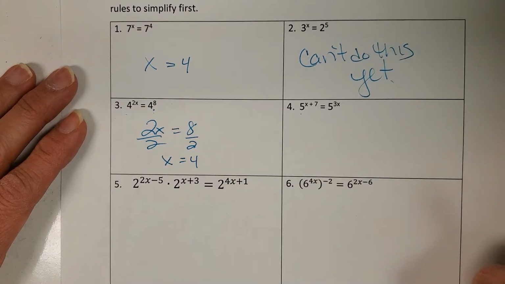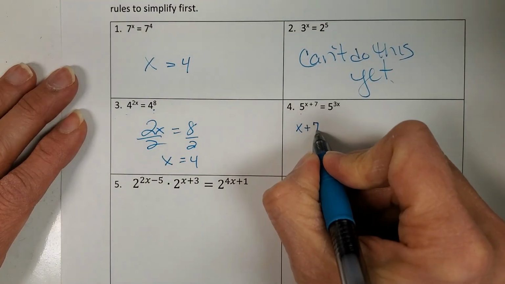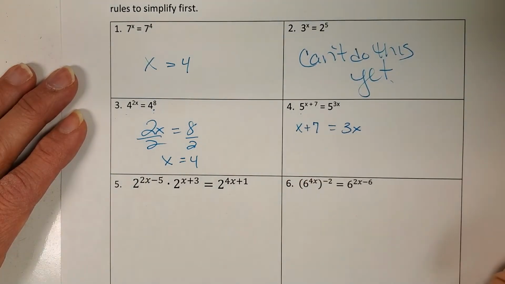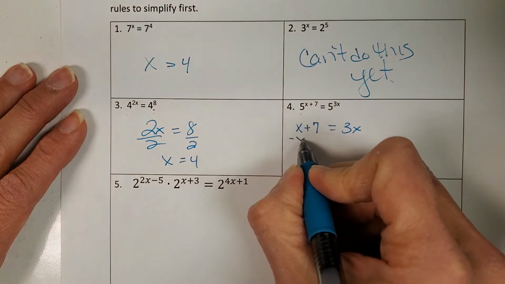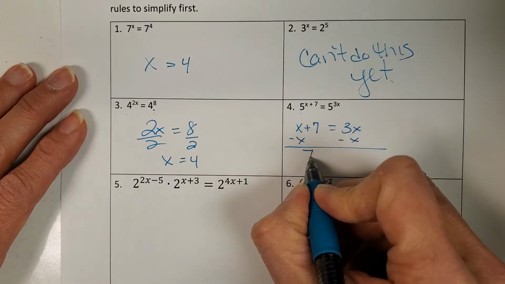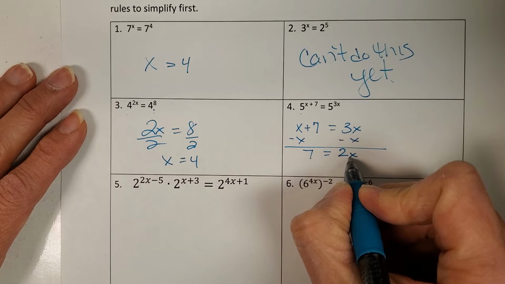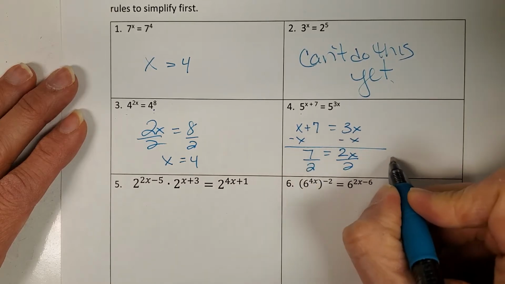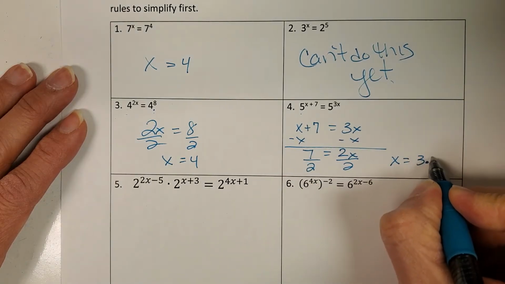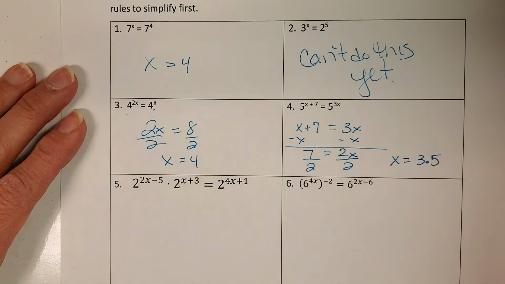All right, next one. Is there one base on each side? Yes. Are they the same? Yes, they're both 5. Okay, then I set the exponents equal to each other. So x plus 7 equals 3x. And then I solve that linear equation. So I get all my x's on one side. I get 7 equals 2x. I divide both sides by 2, and x equals 3.5, or you can leave it 7/2. Doesn't matter.